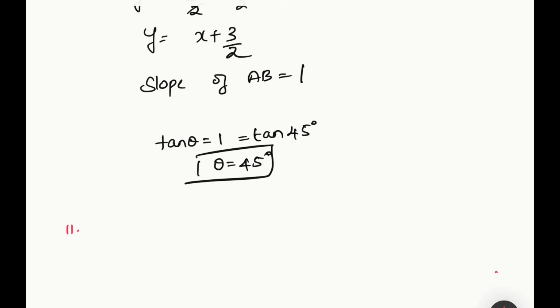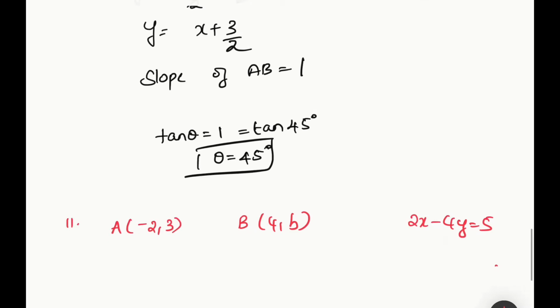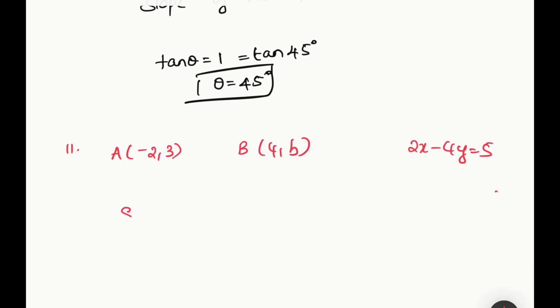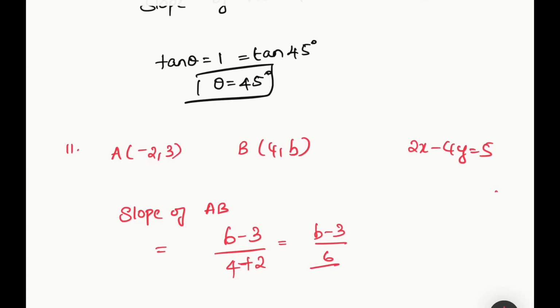The line through A(-2, 3), B(4, b) is perpendicular to the line 2x - 4y = 5. So let me find the slope of this first. Slope of AB we need to find, right? Slope of AB will be equal to (b - 3)/(4 - (-2)), that is (b - 3)/(4 + 2). (b - 3)/6 will be the slope here.